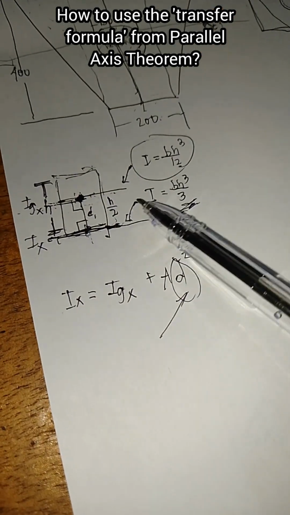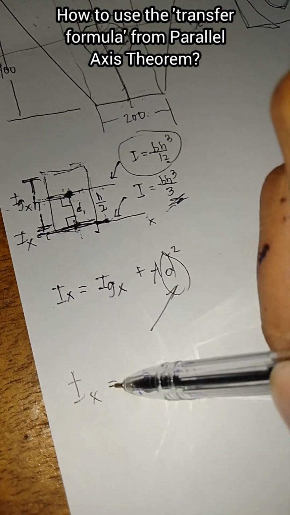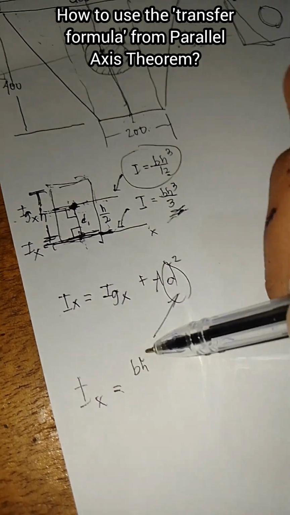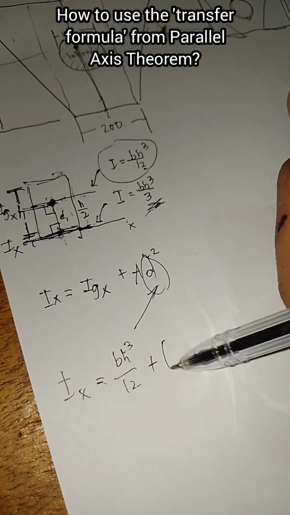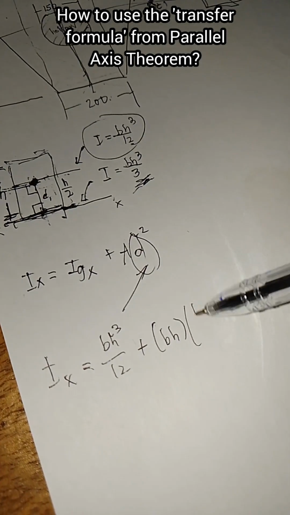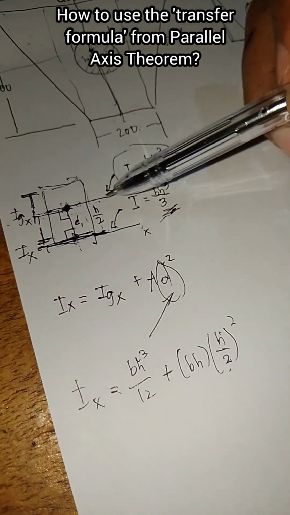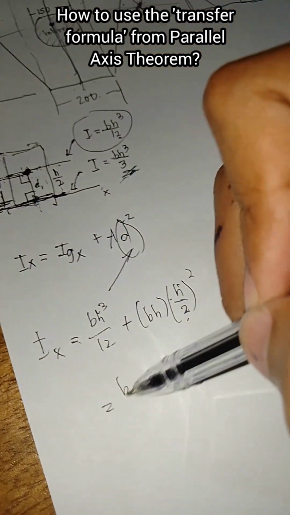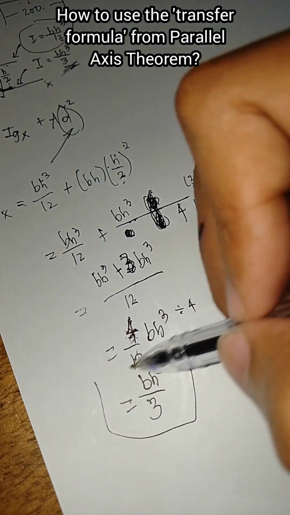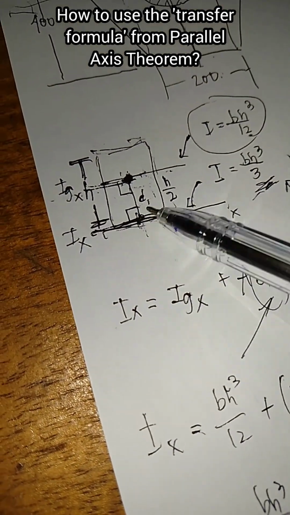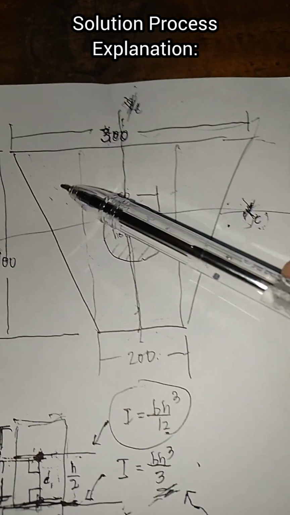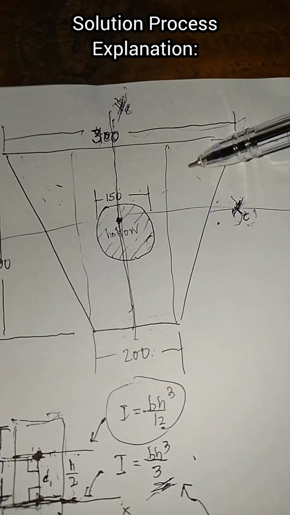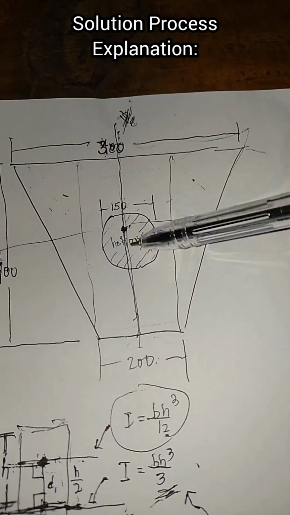And so if you apply this in the formula, this shape's IX is going to be BH cube over 12, plus the area of that rectangle, which is just base times height, times h over 2 squared. This is the distance. And if you simplify that, you're going to have BH cube over 3. Ano siya about the base. So that's how you use the parallel axis theorem, or the transfer formula, which is also useful here if you are to transfer the moment of inertia of each of these to the neutral axis.